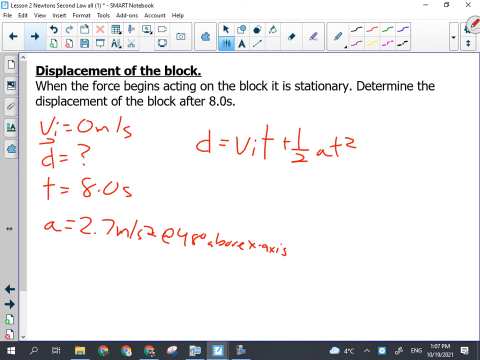You're still going to be using your acceleration formulas quite a bit in this unit. I mean, if F net equals mass times acceleration, sometimes you're going to have to calculate the acceleration using your acceleration formulas. So those are still going to be in play for this unit. Since VI is 0, it's just 1/2 times 2.7 times 8 squared.